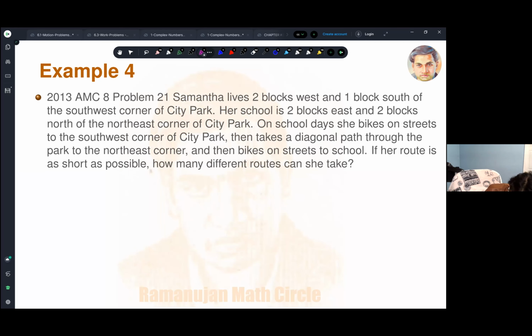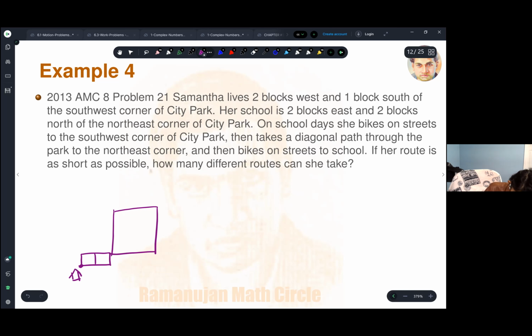Okay, so first off, we're going to draw the diagram, sort of like a graph. Here's Samantha's house, so we're going to draw a house. Here's City Park. I'm assuming it's a rectangle because it says diagonal, so she runs through the diagonal.